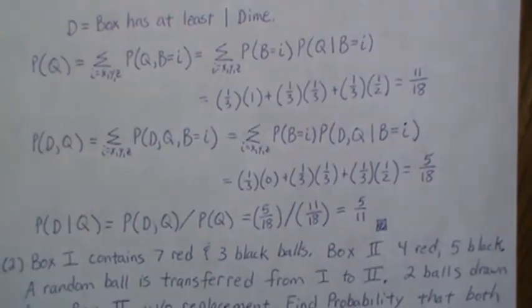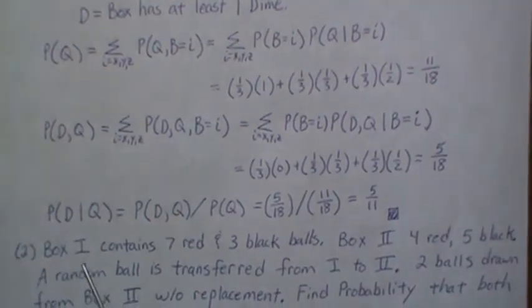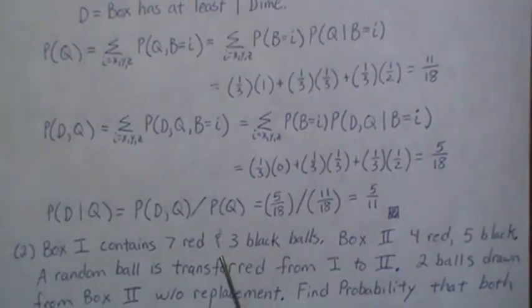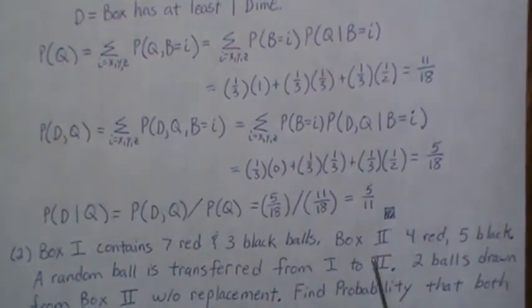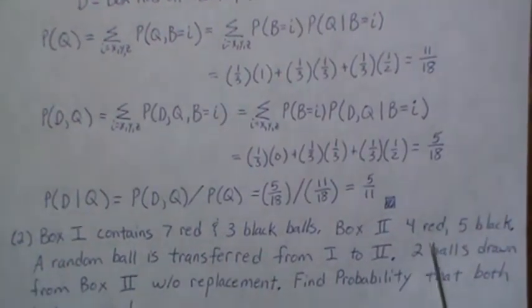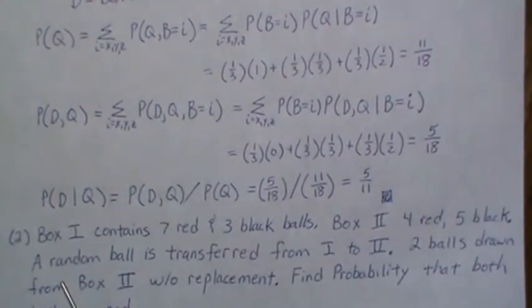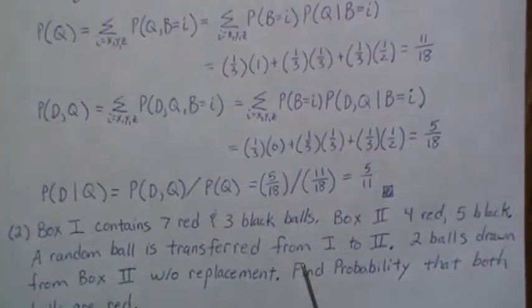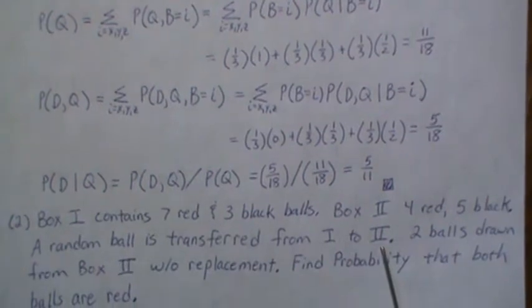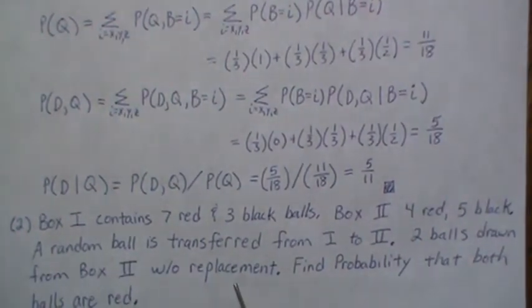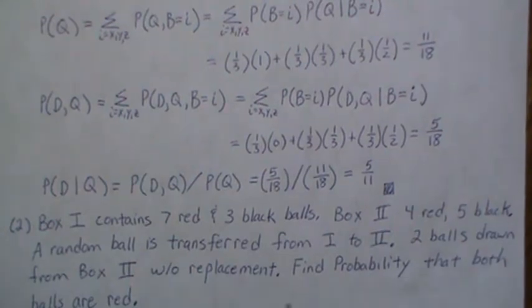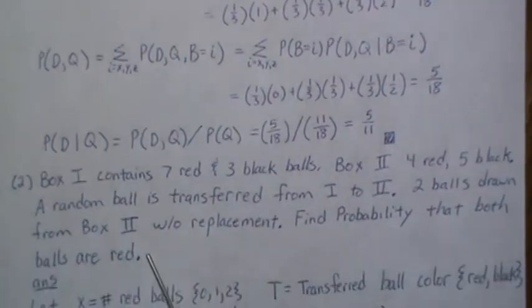Next example. Box 1 contains 7 red and 3 black balls. Box 2 contains 4 red and 5 black. A random ball is transferred from box 1 to box 2. Then 2 balls are drawn from box 2 without replacement. Find the probability that both balls are red.